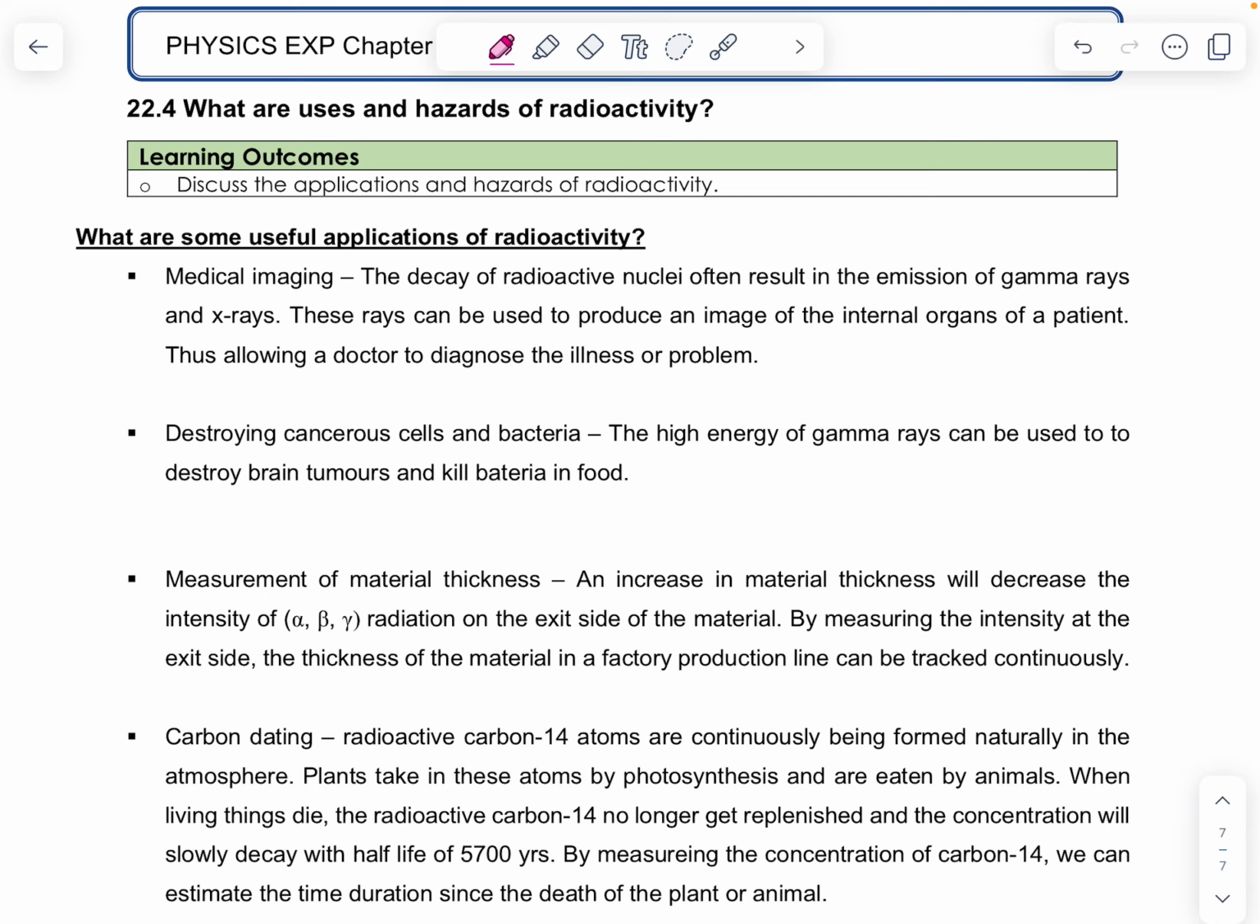What are the uses of radioactivity? First, if you have a fracture, you can usually use X-ray to search for the fracture. However, most of the time, these are given in low dose and short half-life.